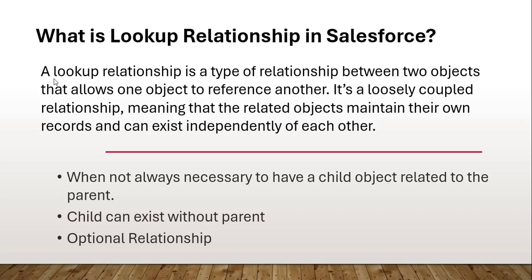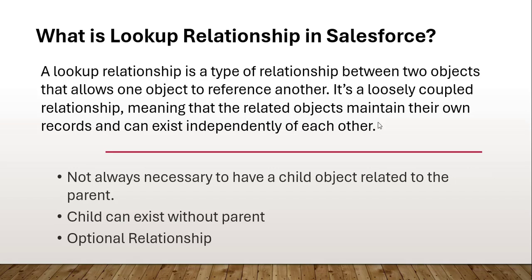So the lookup relationship is a type of relationship between two objects that allows one object to reference another. It's a loosely coupled relationship, that means the related objects maintain their own records and can exist independently of each other. We have seen in the master data relationship, when we create the relationship field on the child object, we must select a parent record which will be the reference record of this child record. But in the lookup relationship, we can create a record without filling the relationship field on the child object. That means it will be an independent record. Now let's see the features.